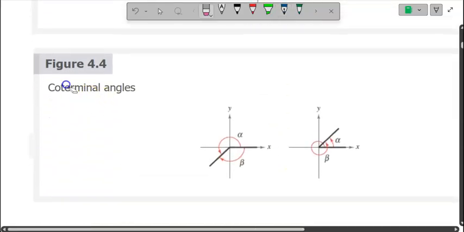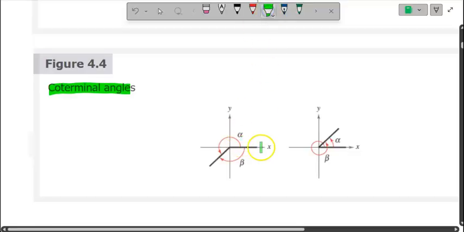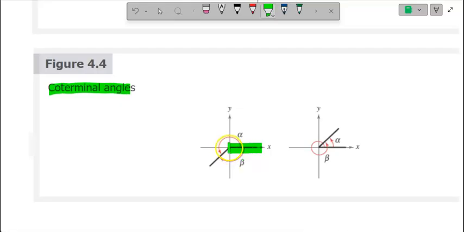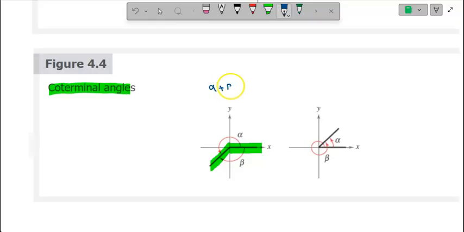All right, so coterminal angles. The definition of coterminal angles here is simply, whenever you add or subtract the two angles, you're going to come up to 360 degrees. In other words, they share the same initial side and the terminal side. For instance, here I can see the angles alpha and beta. If I add them up, alpha plus beta, it can be 360 degrees.